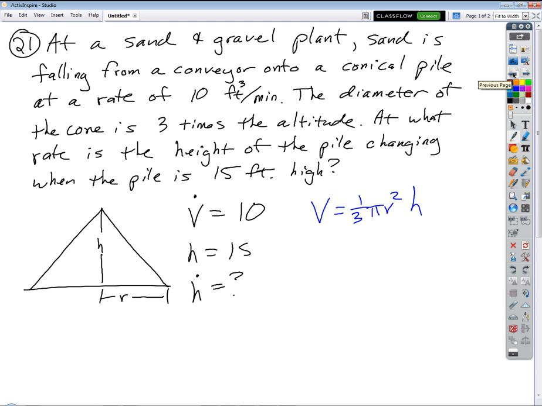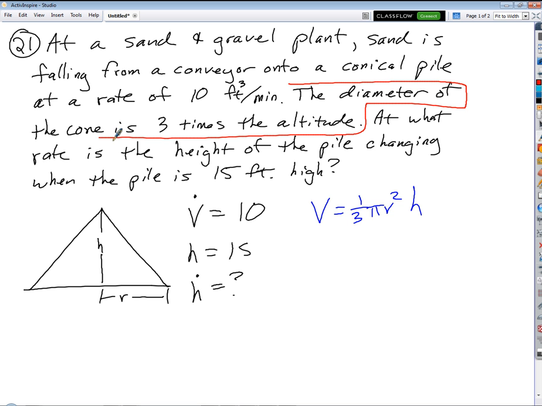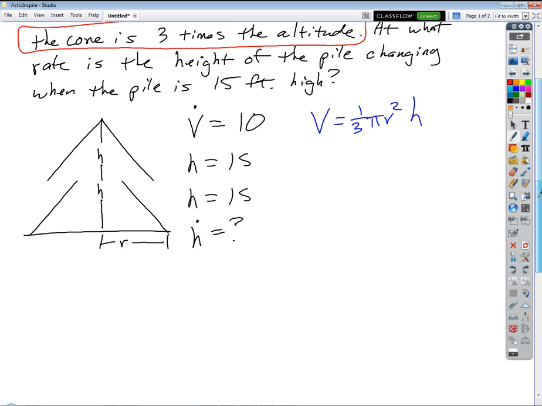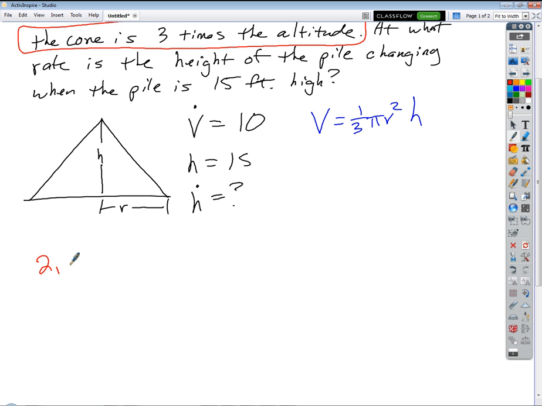So what could we do? What about the 3 times? Okay, yeah, there's some important information. This stuff right here tells us that the diameter of the cone is 3 times the altitude. What's that say? Diameter is equal to 2R, right? So that tells us that 2R equals 3H, right? Does that make sense?